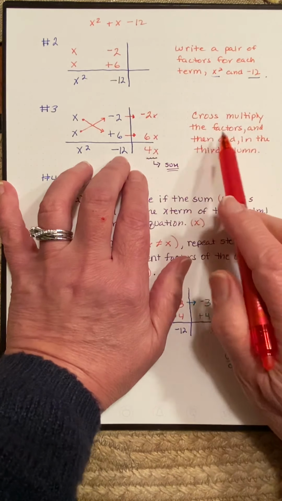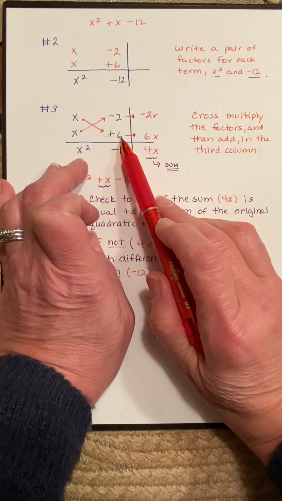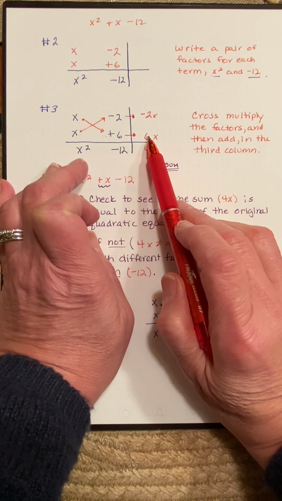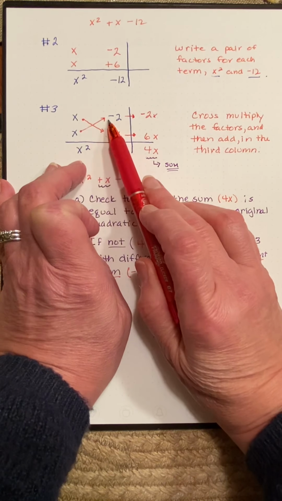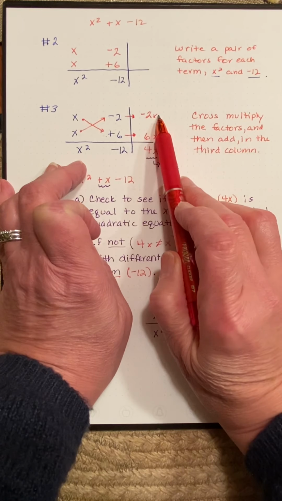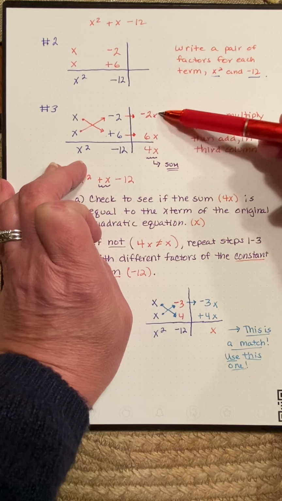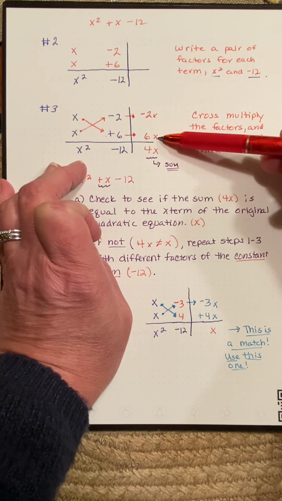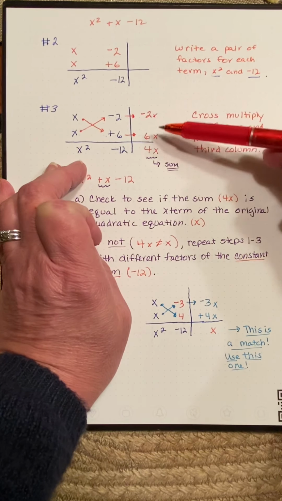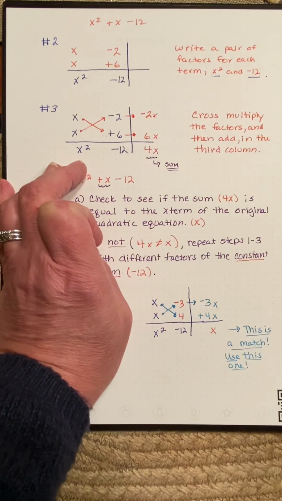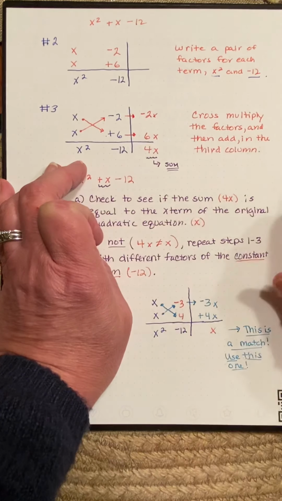You're going to cross multiply the factors. That means I'm going to take x times the positive 6 and write it on this side of the cross, which is 6x. Then I'm going to go x times the negative 2, which is negative 2x. And then in this third column, I'm going to add the two values. Negative 2x and 6x is 4x. So I get the sum of my cross multiplications in there. So that's all in the third step.